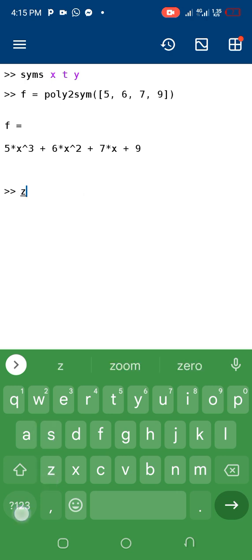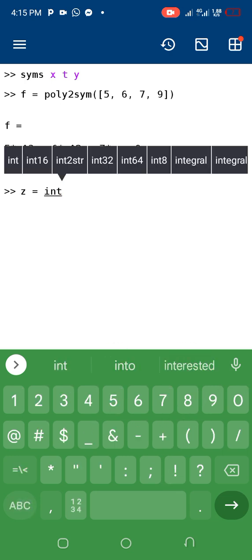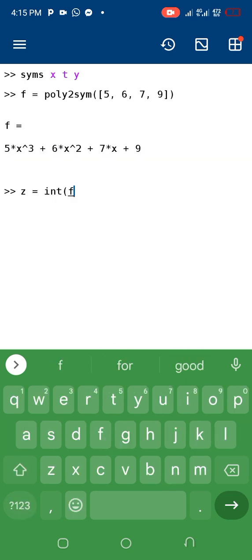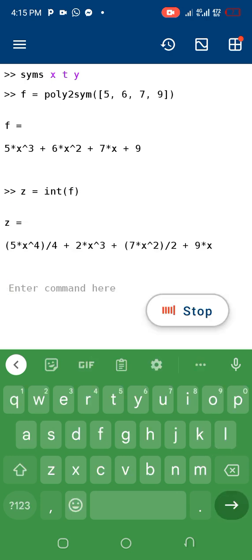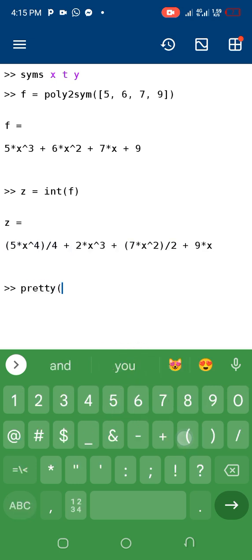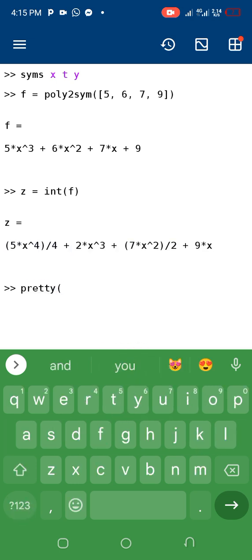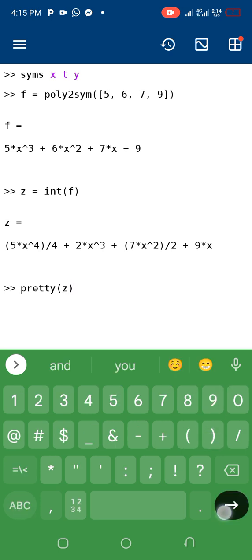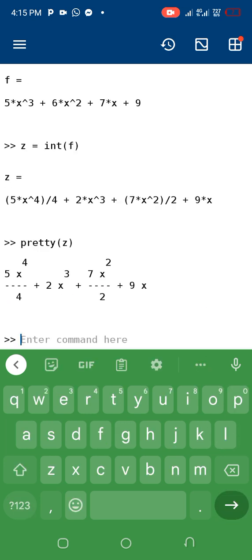Now I'm going to say z, we want to integrate this function, is equal to integral using function int of f. So what happens? I get z equal to, let me print it in a human readable form. So I say pretty z. So I'll have 5 out of 4 x to the power 4 plus 2x cubed plus 7x squared out of 2 plus 9x.